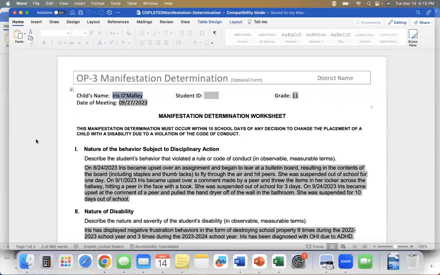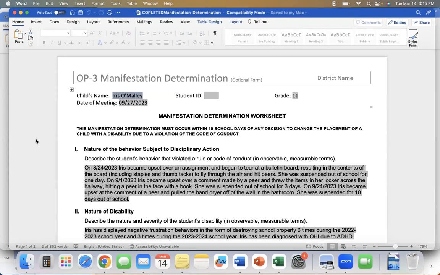And then the last thing I have for you on this one is a manifestation determination. This is something that would occur if there's a major issue and we're looking at either a long-term suspension or an expulsion as a possibility, or once a student with an IEP has been suspended for 10 days or more. Once we hit that 10-day mark with out of school suspension for a student with an IEP, if we continue to do any type of out of school suspensions or look at expulsions or alternative schools, that would constitute a change of placement.